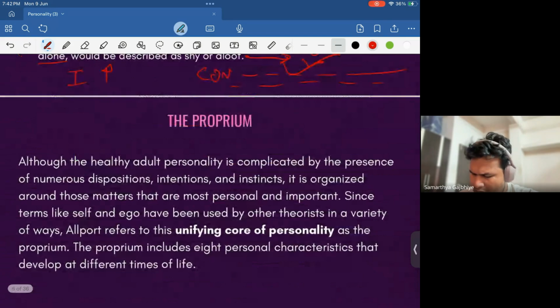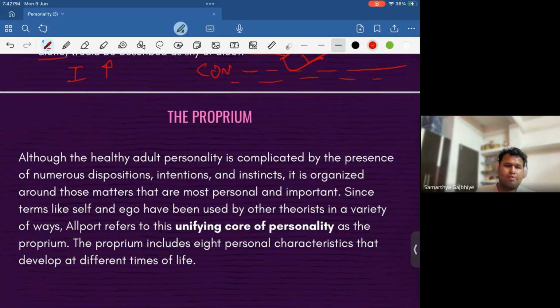Okay. ये तो जनरल चीज है बस. Oh, this is a very important concept.